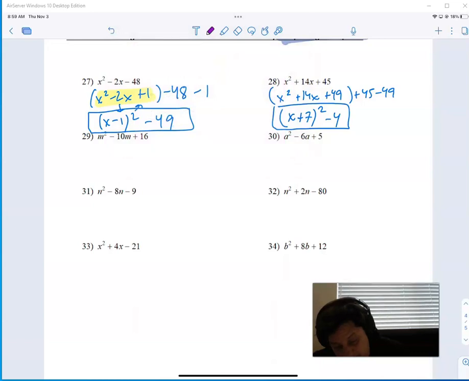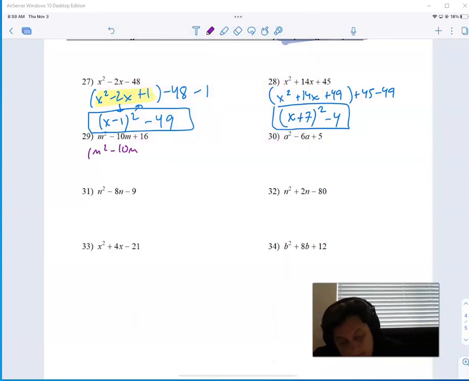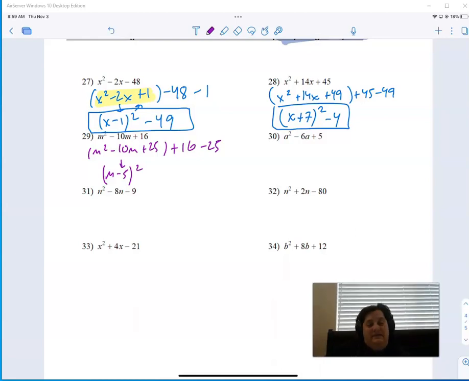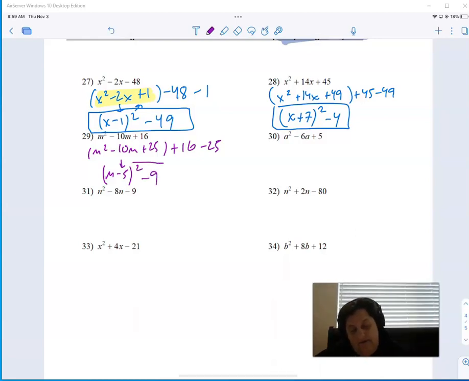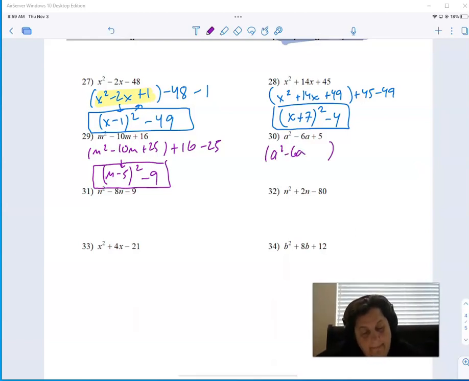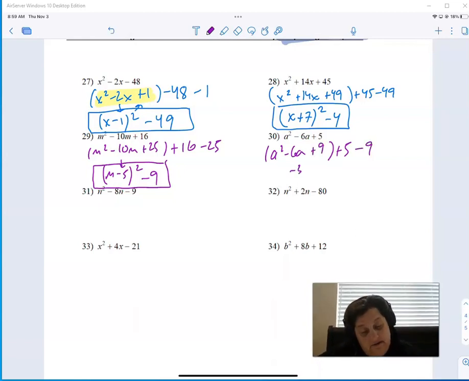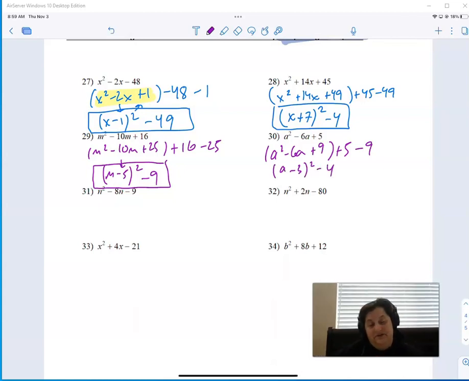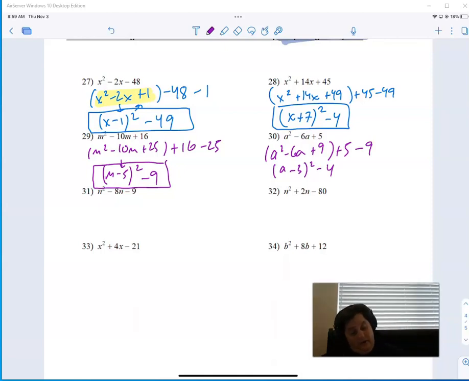Okay, let's see this one. Move the 16 out. Half of 10 is 5, squared is 25. I added 25. That factors to m minus 5 squared. And 16 minus 25 is negative 9. Okay? Half of 6 is 3. Squared is 9. If I add 9, I have to subtract 9. So I get a minus 3 squared. And 5 minus 9 is negative 4.